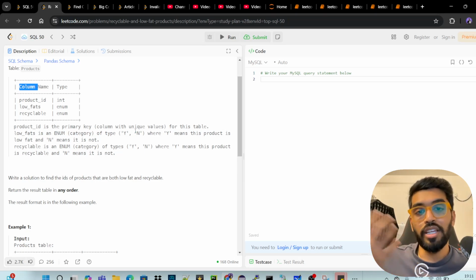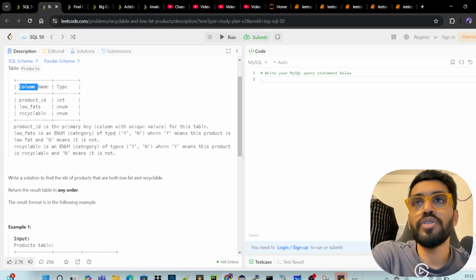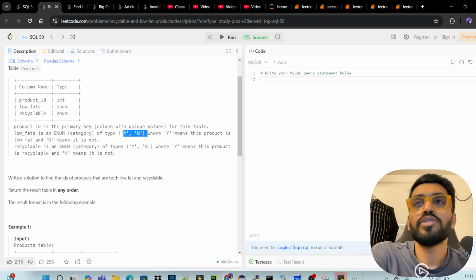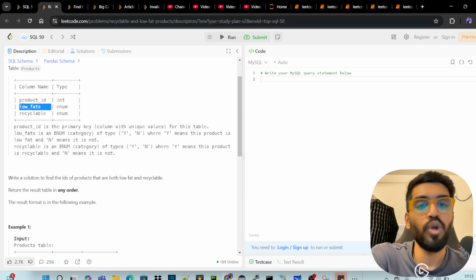It can have any value like yes or no, one or two, zero or one, something like that. So if you see here, the type is Y and N. If the low fat column has Y, then it is yes, it's a low fat product. If it is N, it is not a low fat product. For recyclable, Y means yes, it is recyclable, N means no.